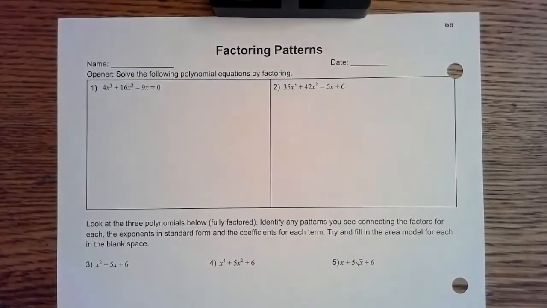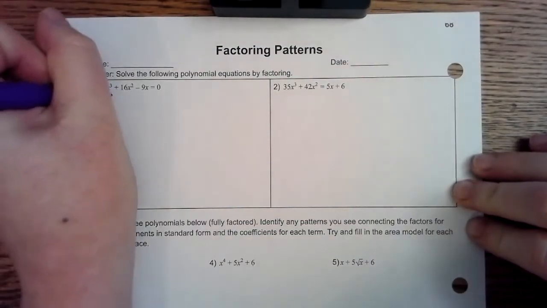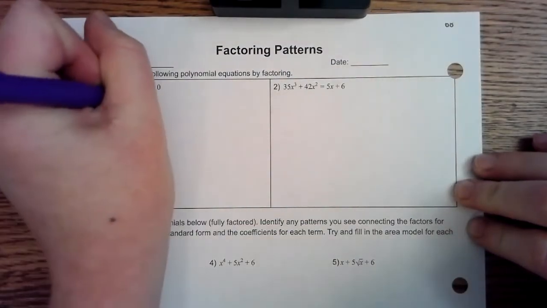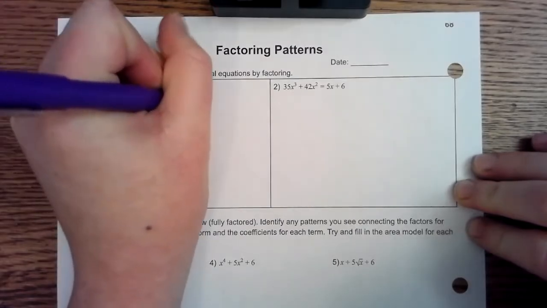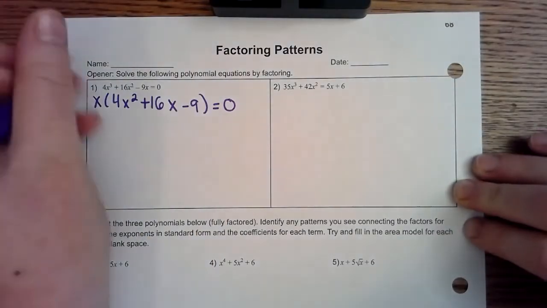So it says solve the following polynomial equations by factoring. So this is just like our last lesson. Let's take a moment and look through this. The GCF is x, so that's 4x squared plus 16x minus 9 equals 0. So I'm going to have three answers. One's going to come from this x right here.